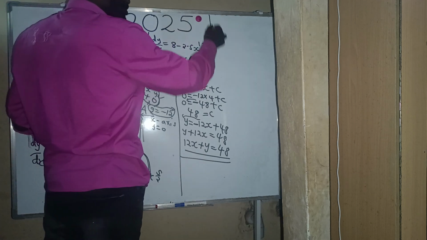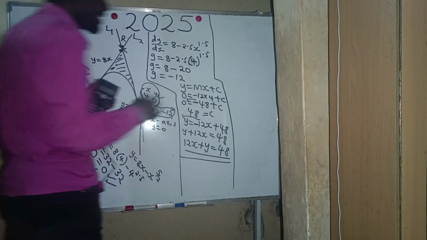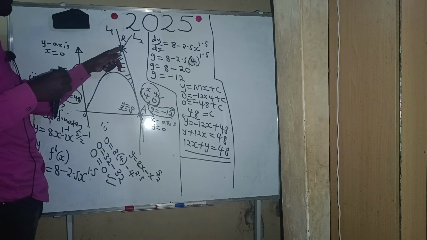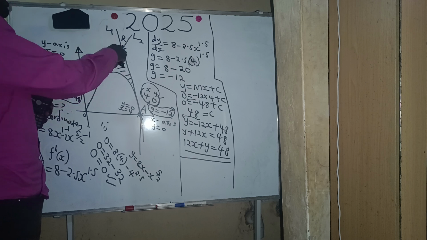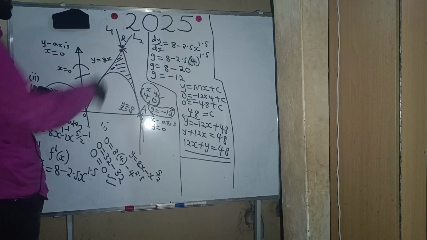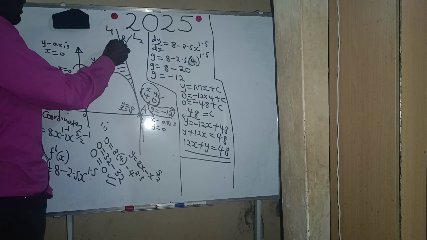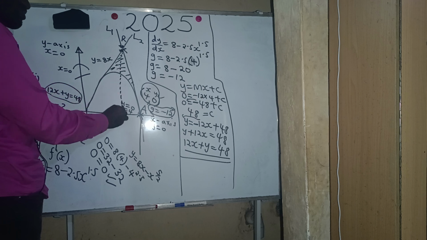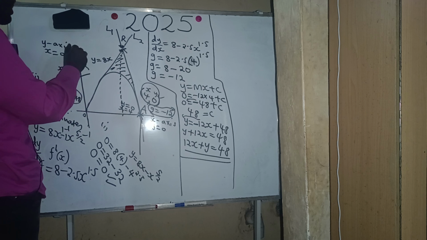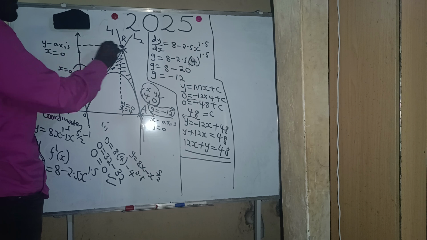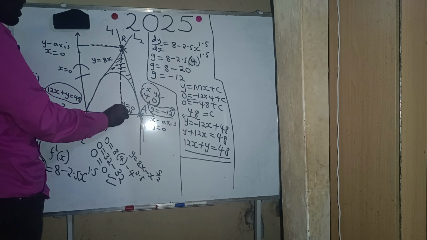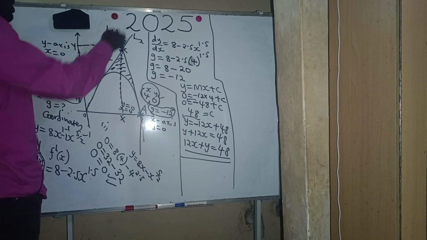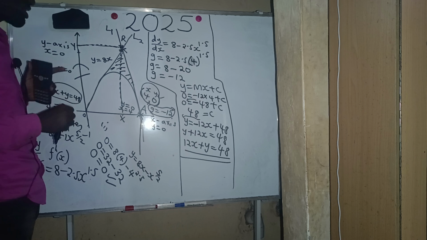It's very easy. You just come here and say that at this point of intersection, the value of x and y for this equation and the value of x and y for this other equation must be the same. They are intersecting at this point. At the point of intersection, they have the same values of x and the same values of y. So at this point, the values of x and y for both L2 and L1 must be the same. So how do you do that?